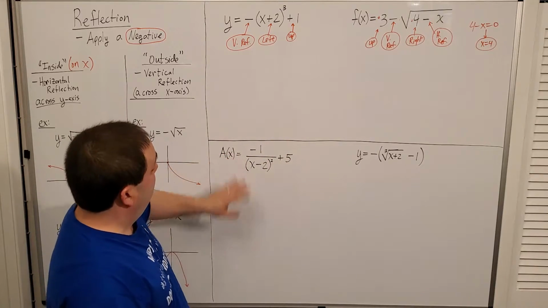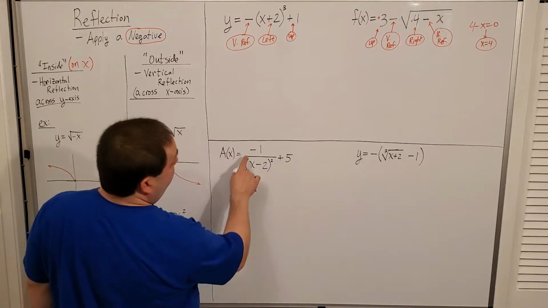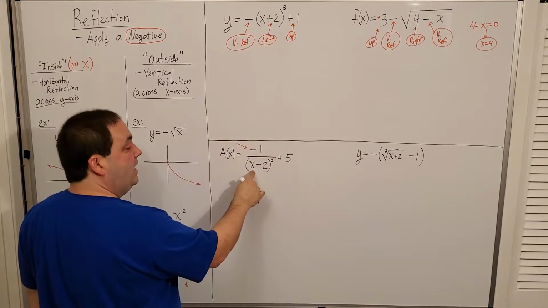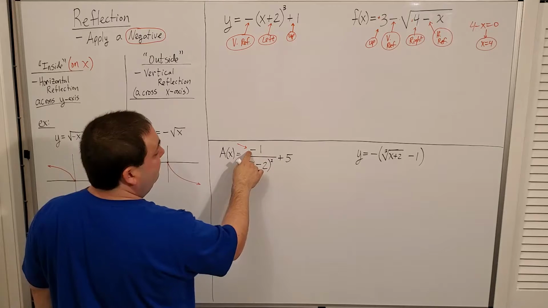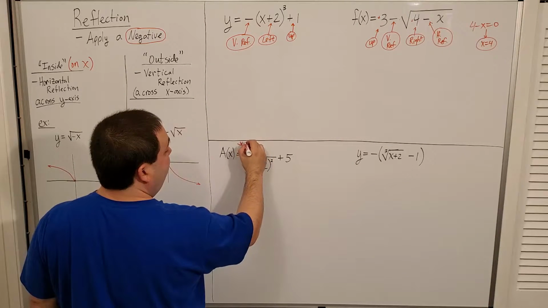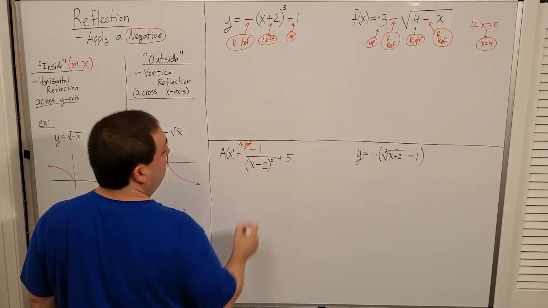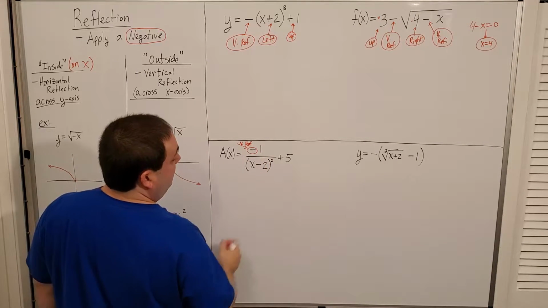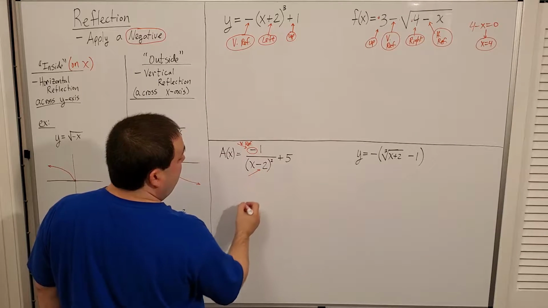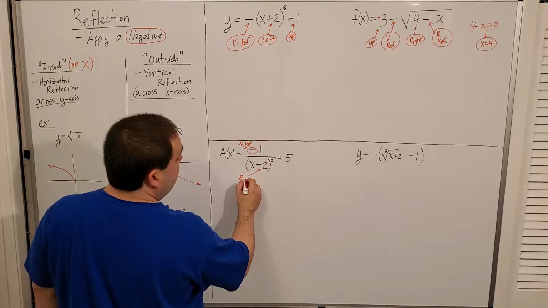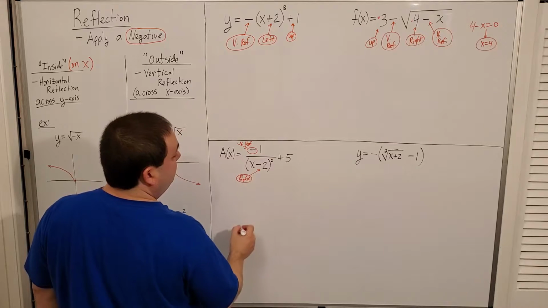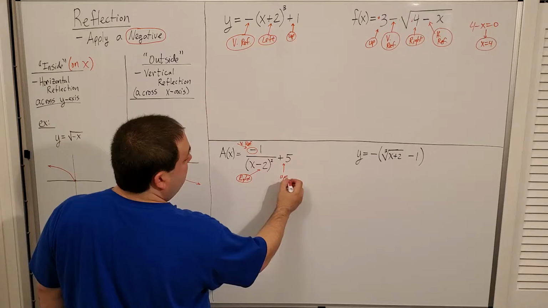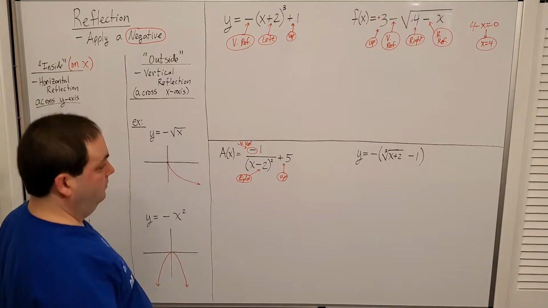Right here, I've got a vertical reflection, right? Because the negative is on the outside. It's not inside with the x. This negative is out here. So that is a vertical reflection on the negative right here. The -2 here is on the inside. That's normal, shift to the right. And the 5 right here is on the outside and it's added. So that is also a shift up.